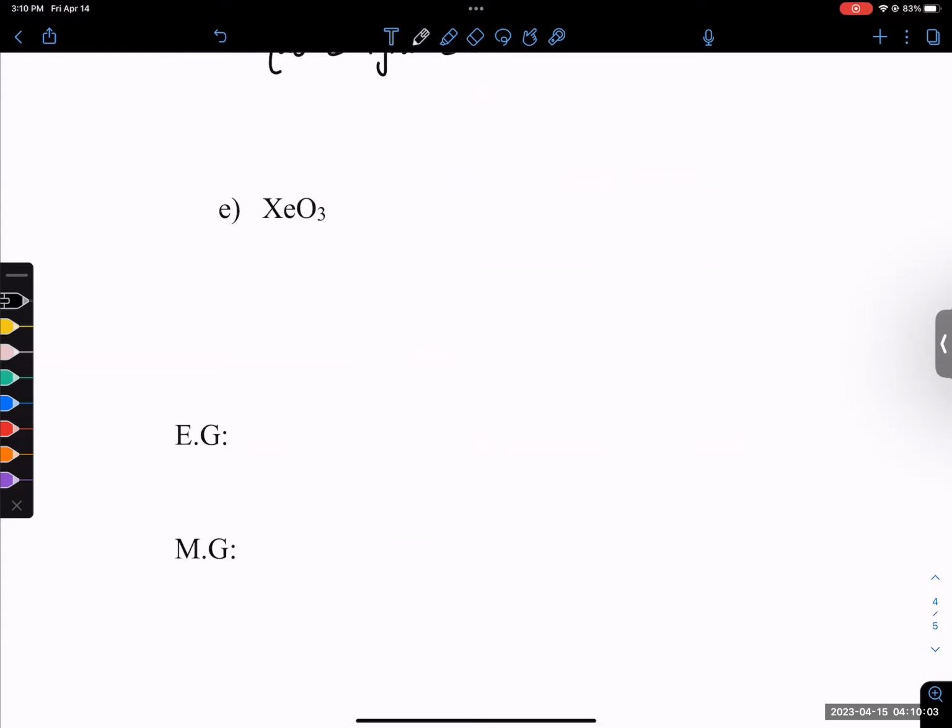XeO3. So what's our first step again? Xenon has 8, then each oxygen carries 6. 6 times 3 is 18 plus 8. That's 26 electrons. So now, what's our next step? What's our central atom? Xenon, and then slap 3 oxygens around it, here, here, and here. So boom, boom. Minus 6, 20 valence electrons. Now what do we do?